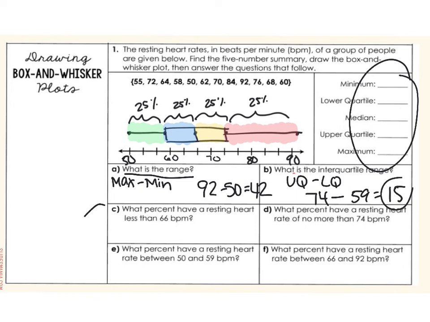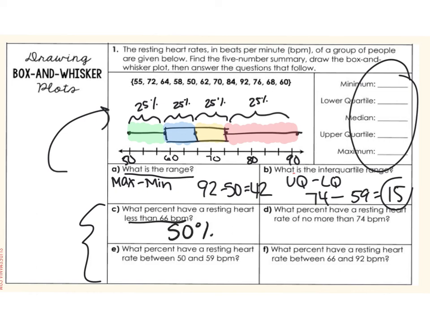All right, so here are the percent questions. Now we use what I drew up here. So what percent have a resting heart rate of less than 66 beats per minute? So you find 66 beats per minute on the graph, which happens to be the median, and how many quarters of the graph has a resting heart rate of less than 66. So that's 1 quarter and 2 quarters. So 2 quarters is worth 50%.